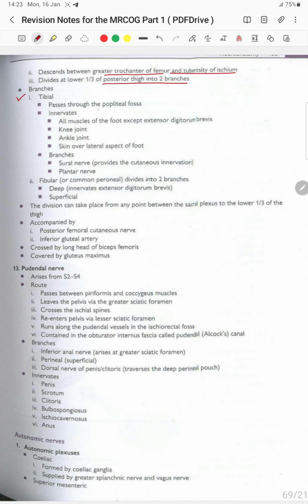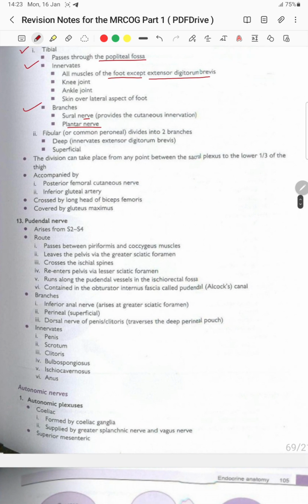The branches are the tibial nerve, which passes through the popliteal fossa and innervates all the muscles of the foot except the extensor digitorum brevis, and the knee joint, ankle joint, and skin over the lateral aspect of the foot. Its branches are the sural nerve, which provides the cutaneous innervation, and the plantar nerves.